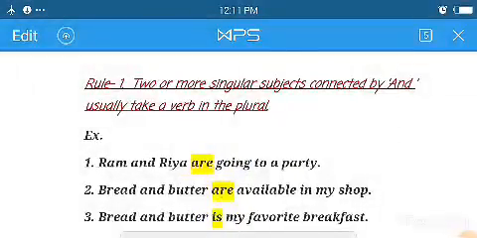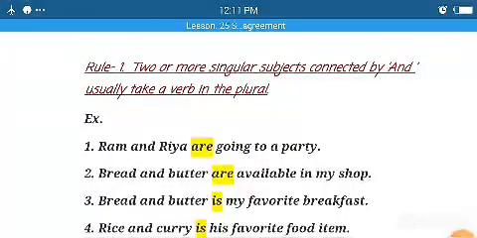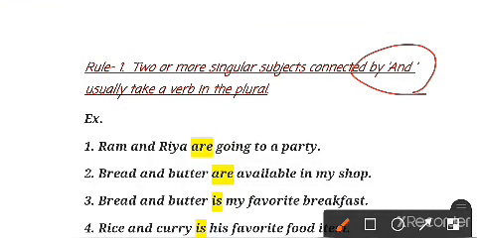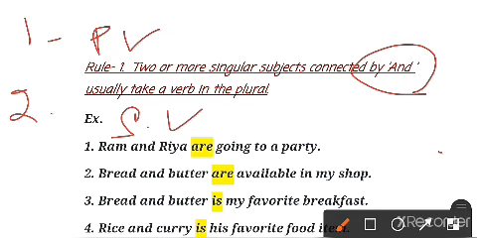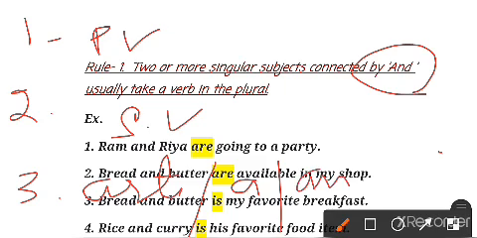In rule number one, when two subjects are joined by and, we have to keep three things in mind. The first is that if the two subjects show individuals, we use a plural verb. Second, if the two singular subjects are giving the same point, we use a singular verb. And then, if two subjects are joined by an article, a and the, then we use a plural verb. Clear?